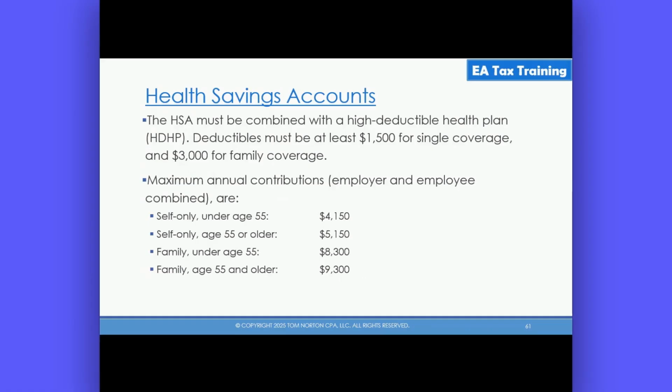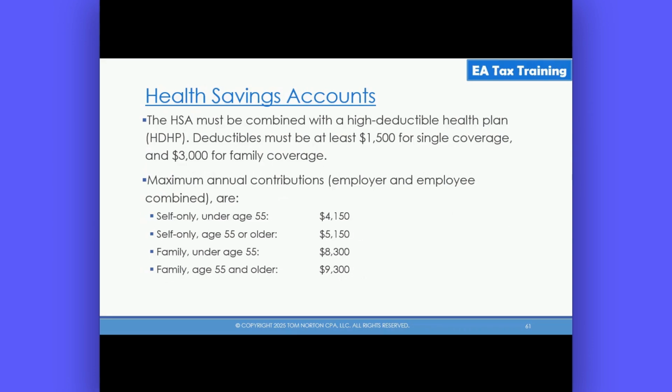The HSA, as you remember, must be combined with a high deductible health plan. The deductibles must be at least $1,500 for single coverage for just the employee, or $3,000 for family coverage, which means the employee and at least one family member. The maximum annual contributions that can be made, and this is the combination of the employer and the employee, are, and again, you saw these in part one.